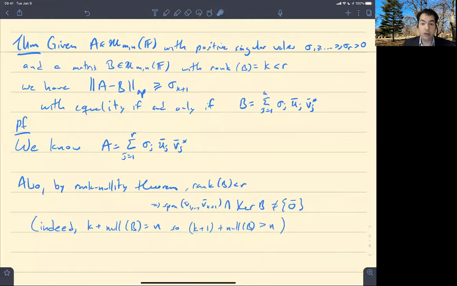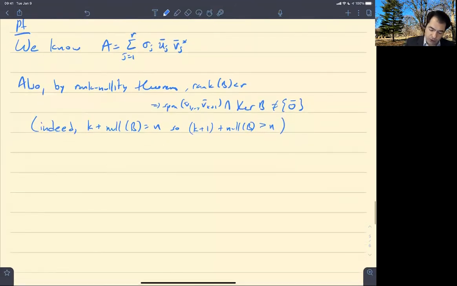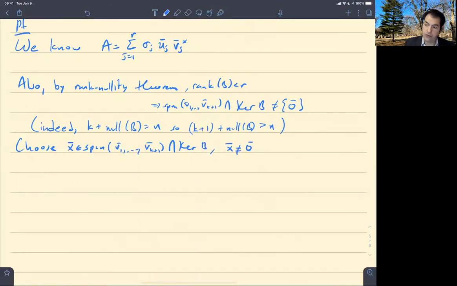Right? And then we've seen before that if you have two subspaces of some bigger space, so in this case Fn, and their dimensions add up to more than the dimension of the ambient space, then they have to have non-zero intersection. Okay, great. So they have non-zero intersection. Choose something in that intersection that's not zero. Let X be a vector in span of V1 through Vk plus 1, intersect the kernel of B, X not equal to 0 vector.